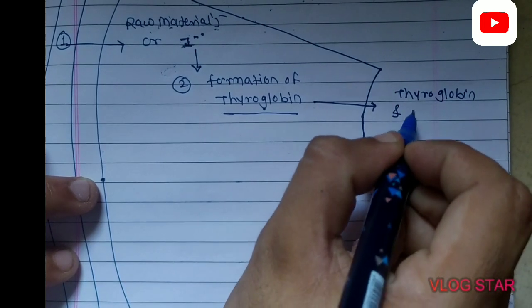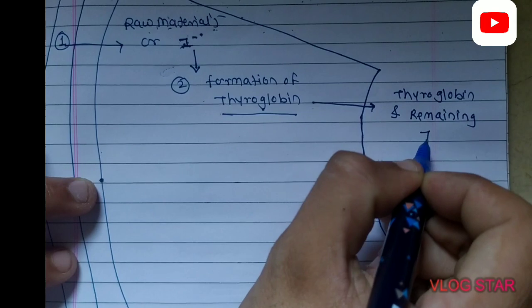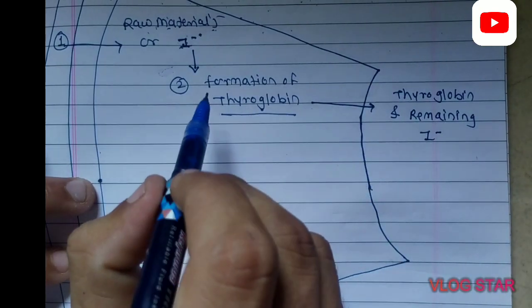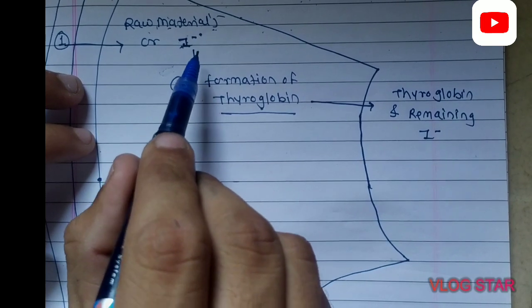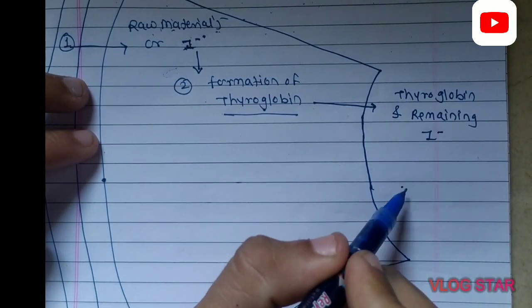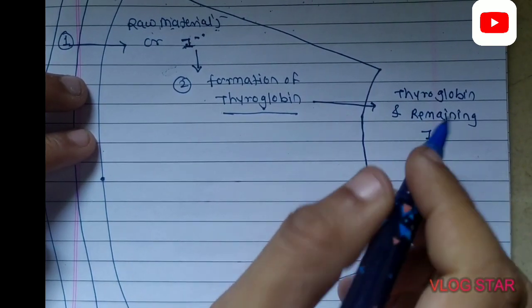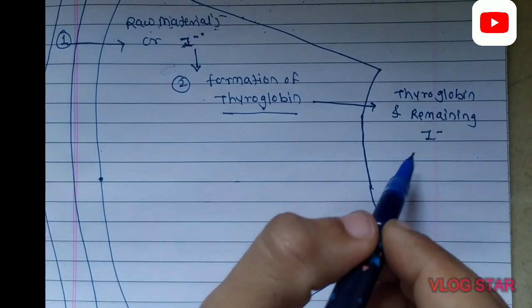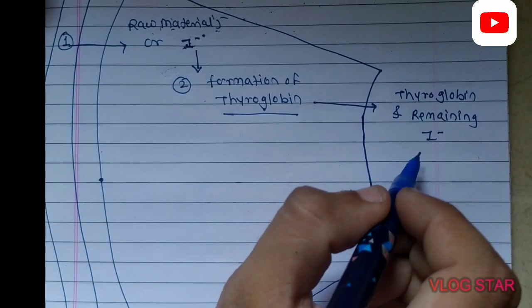Once there is a formation of thyroglobin, the thyroglobin as well as remaining iodide get secreted into the lumen of the thyroid follicle. This is the lumen of the thyroid follicle. So thyroglobin as well as iodide enter into the thyroid follicle lumen.